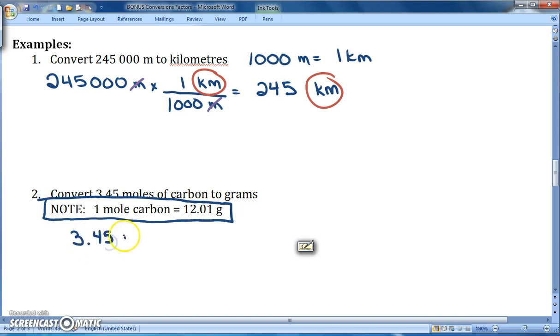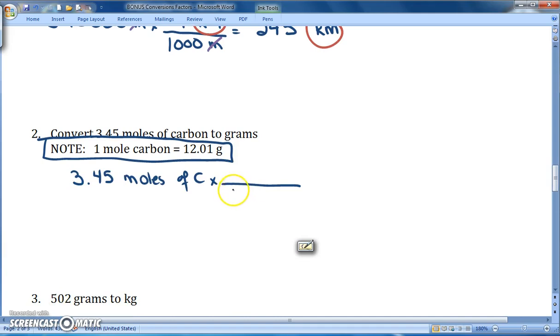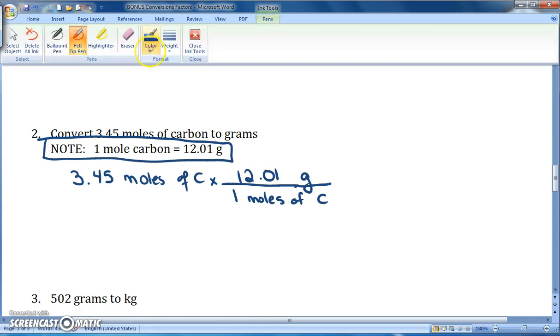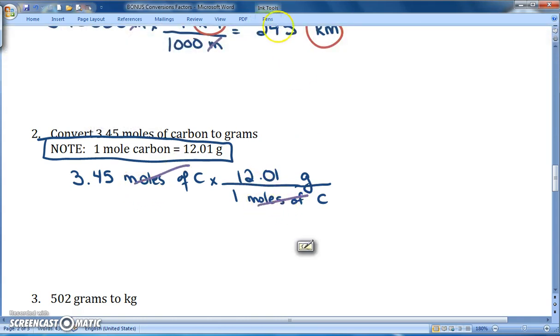Now, to convert 3.45 moles of carbon into grams, we write our original measurement down and our unit factor set up so that the units we begin with, in this case moles of carbon, will cancel, and the units we're converting into, in this case grams, will remain. Now that we've got this set up, we can see what we should enter into our calculator is 3.45 times 12.01. When we do that calculation, we get an answer of 41.4345 grams.